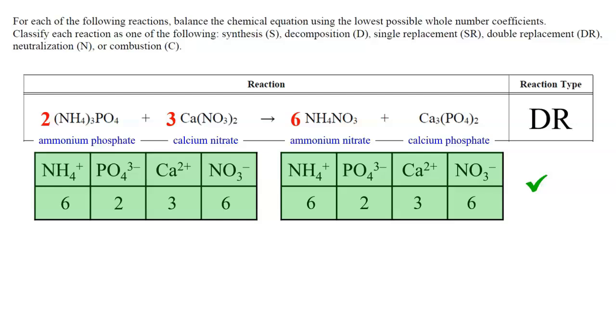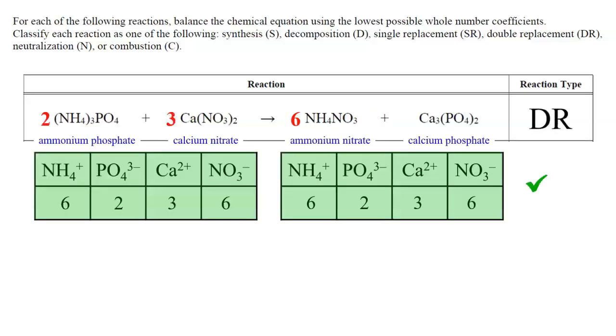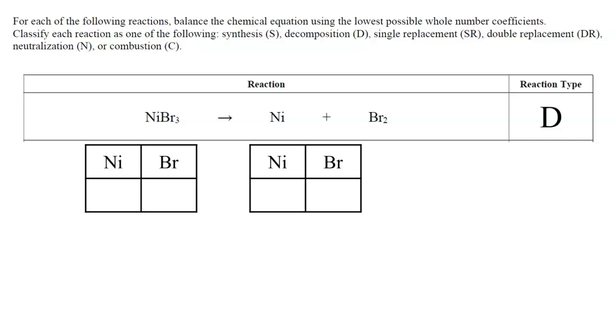Now let's take a look at our next chemical equation. It's much simpler and more straightforward than the previous one. Hopefully you found that to be true. In this chemical equation, the elements involved are simply nickel and bromine. On the left side of this equation, I see 1 nickel and 3 bromines. And on the right side, I see 1 nickel and 2 bromines.